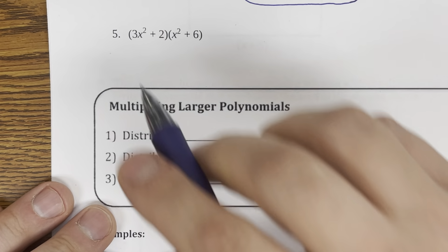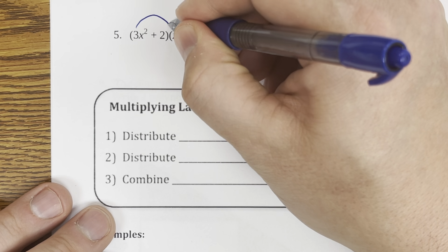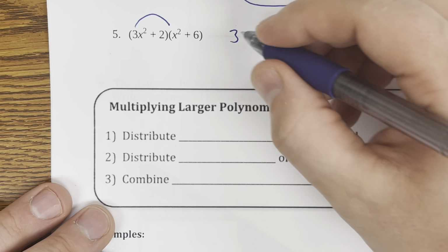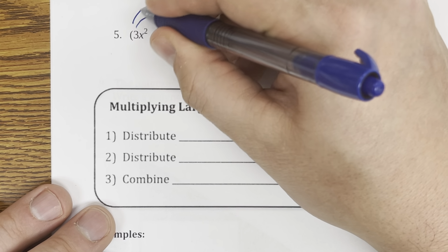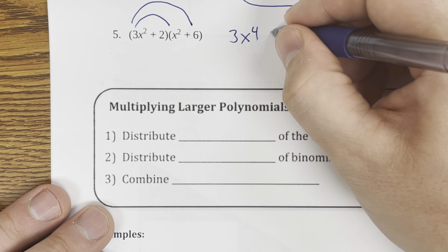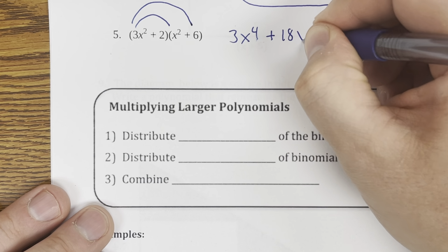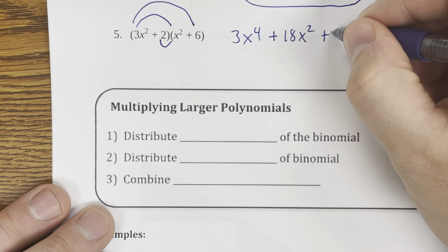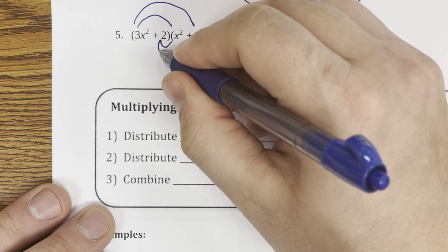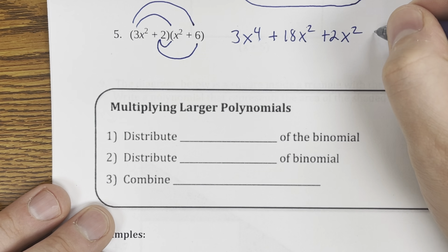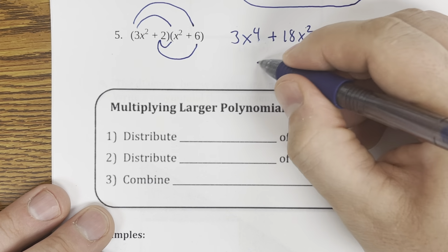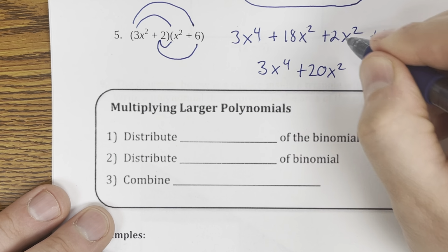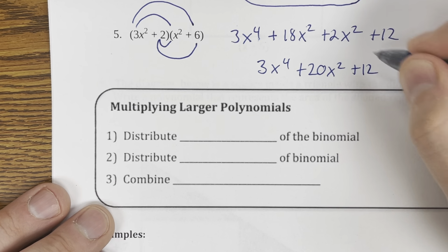Okay, next one. 3x squared times x squared. Oh boy. That's a 3x to the second, x to the second. Add the exponents, that's x to the fourth. Now 3x squared times 6x is a plus 18x to the second. Now we'll distribute the 2. 2 times x squared is plus 2x to the second. And 2 times 6 is 12. Combine the like terms. 3x to the 4 stays. We have a plus 20x squared. Those add up to 20. And a plus 12.